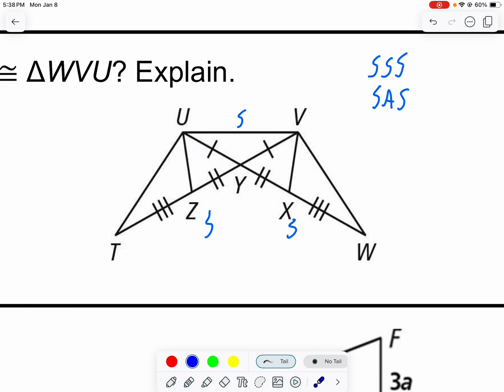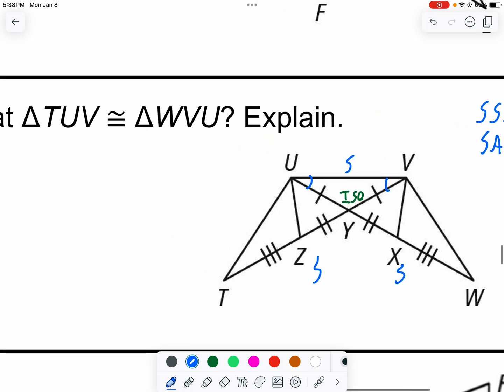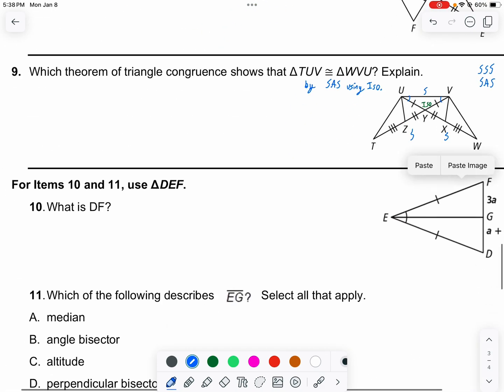Hey, wait a second. Let's take a look at this. That's an isosceles triangle. Okay, I'm going to write that down. This is an isosceles triangle. Since it's an isosceles triangle, that means that this and this are congruent. So these two triangles are congruent by side, angle, side using isosceles triangles. The properties of an isosceles triangle allow us to say that they're congruent.